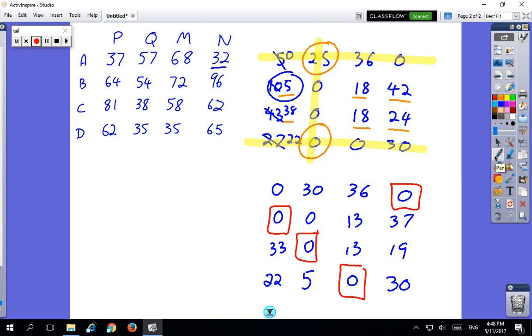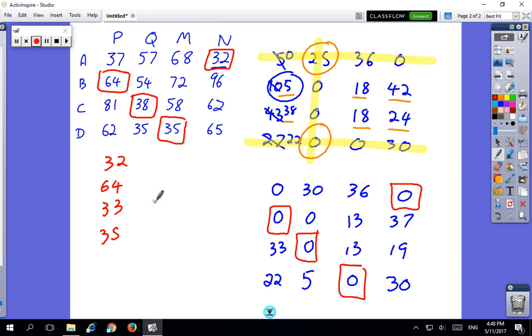Actually, let's not bother with that. Let's instead just say this is our minimum weighting. So that one, this one, and this one. And we add those 4 numbers together: 32, 64, 38, and 35. So 32 and 64 is 96, 134, 164.